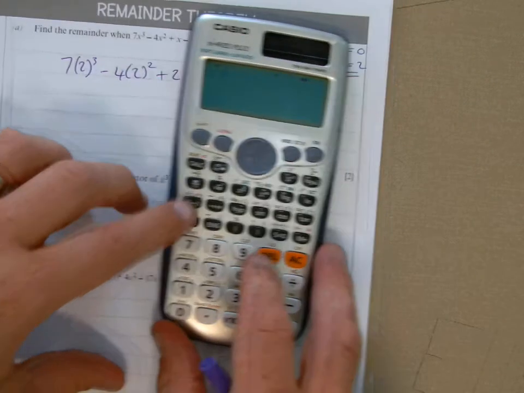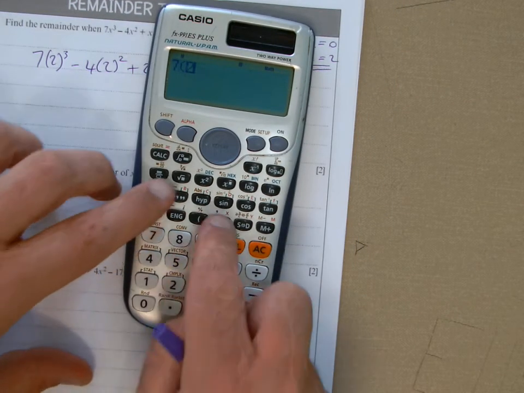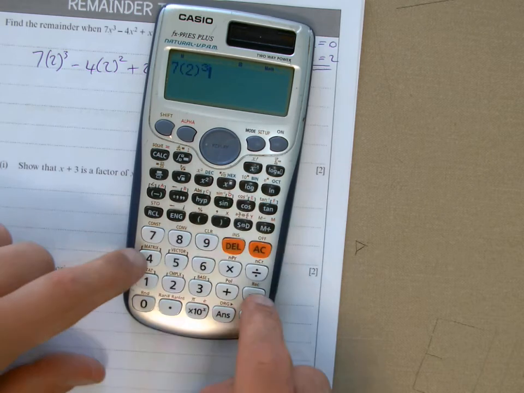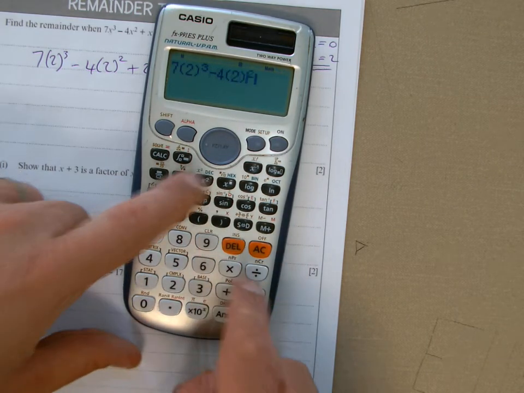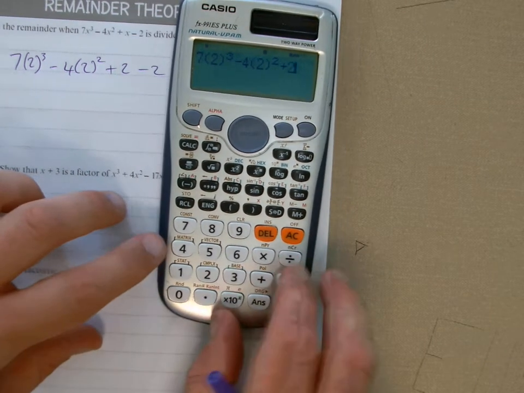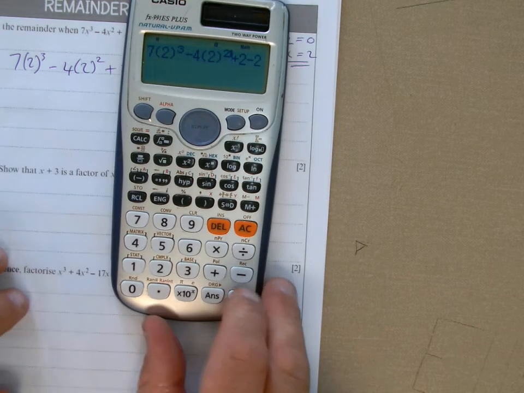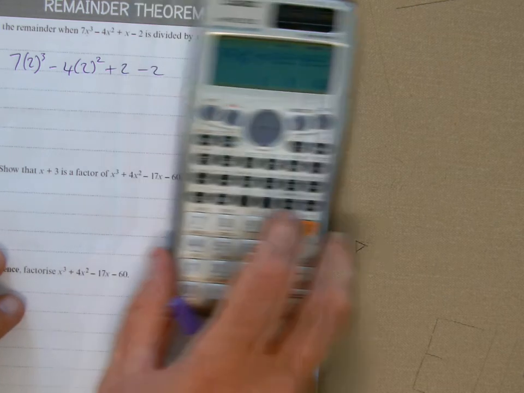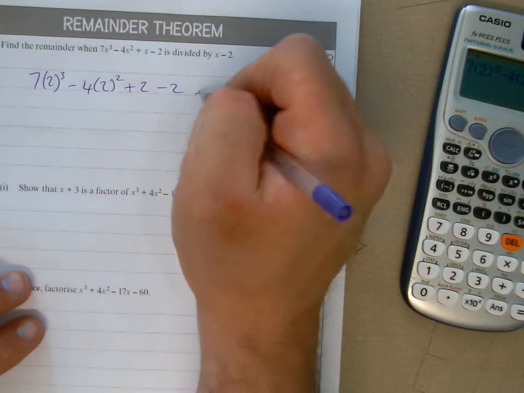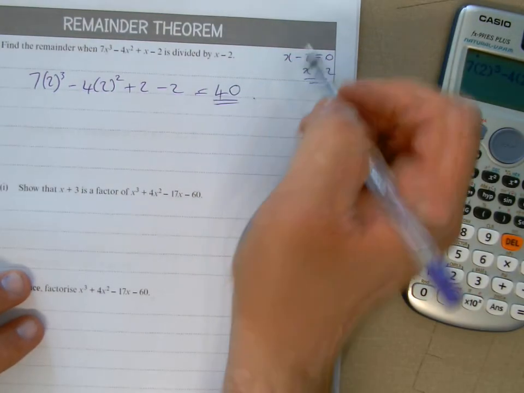So get my calculator, type that in in one go. Take away 4 times 2 squared plus 2 minus 2. That looks right to me, and I press equals, and it comes out as 40. That will give me the remainder. Whatever that comes out to is the remainder.